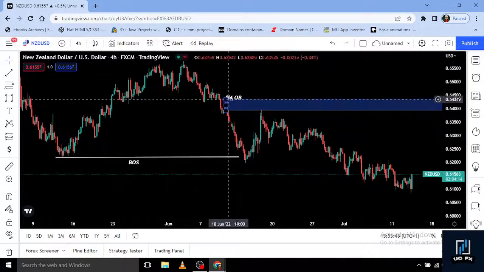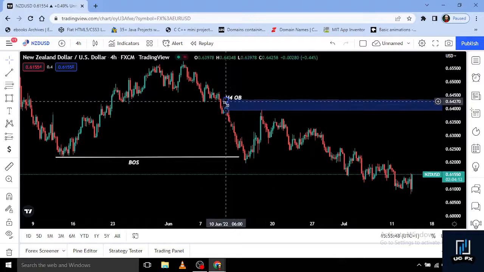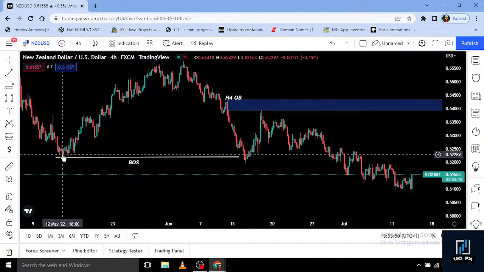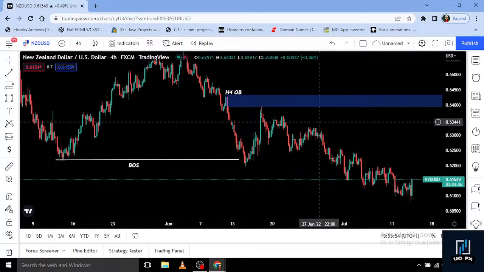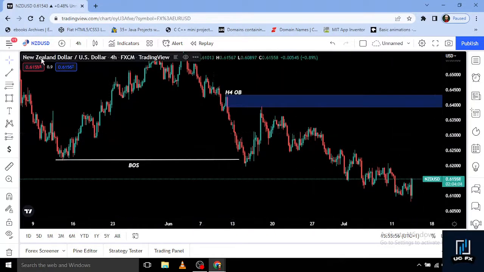After the formation of this order block, you will see that it's this order block that took out these lows, so we had a break of structure. Then what next? Liquidity. Let's go down to the 1-hour time frame.